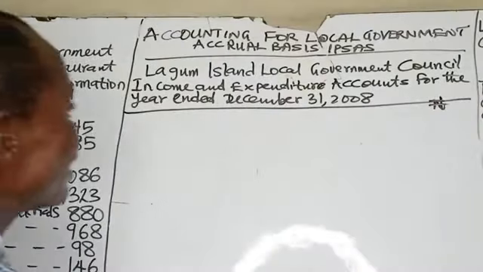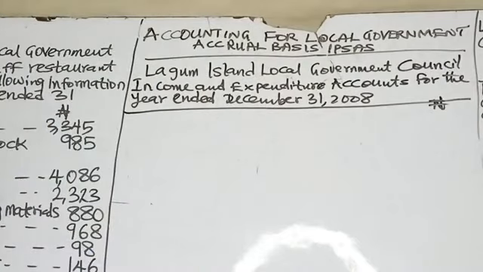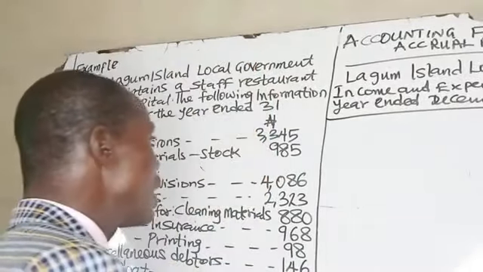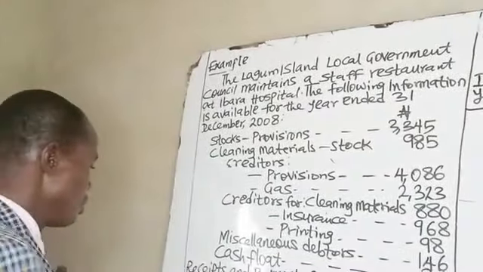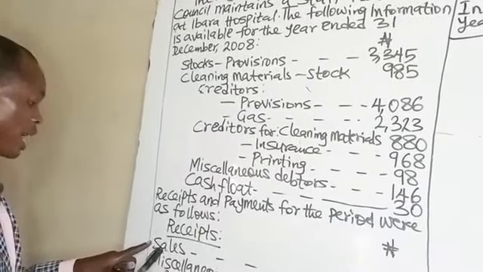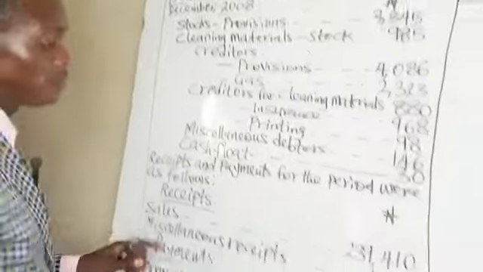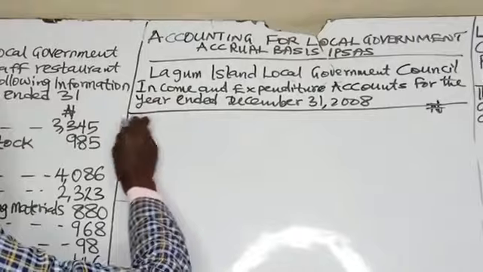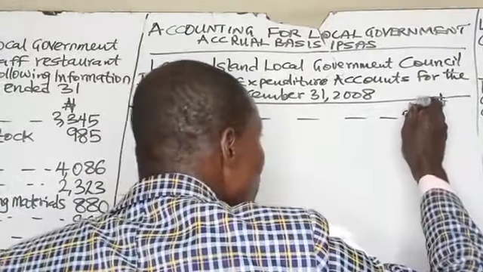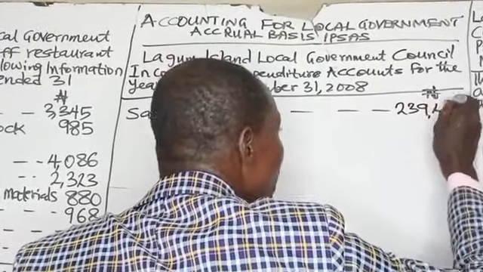Since the local government is operating a restaurant, that means you will need to prepare the restaurant trading account. So, to prepare the trading account, let's go back to the question. We have sales. The proceeds from restaurant sales is 239,410.